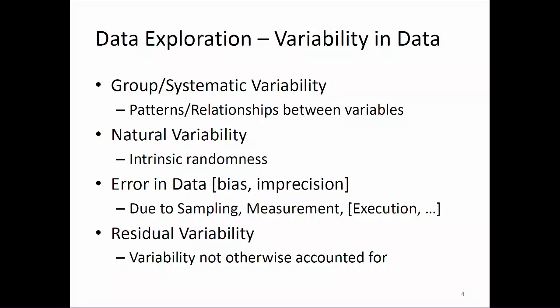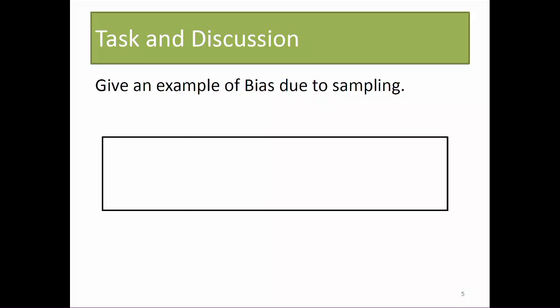And then I've put in this catch-all bucket, residual variability, which is all other variability out there. All right, so I want to give you a chance to discuss. Take 2 minutes in your tables, or swap tables if you feel like it, to think about what might be an example of bias due to sampling that doesn't have anything to do with census collection or surveys. Try and think of a different example of bias due to sampling. All right, so talk away, I'll walk around, and we'll come back in a couple of minutes.